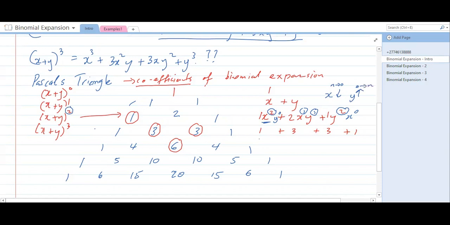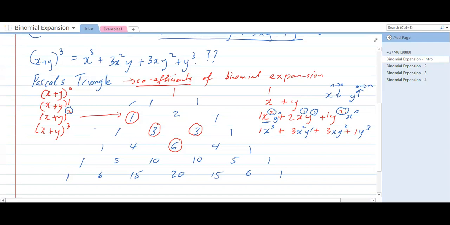Now, expanding x plus y all cubed, we will start with 1x cubed y to the power 0, which is 1. Then 3x squared y to the power 1. Then 3x to the power 1 y squared. Then 1x to the power 0 y cubed. So my answer is x cubed plus 3x squared y plus 3xy squared plus 1y cubed.